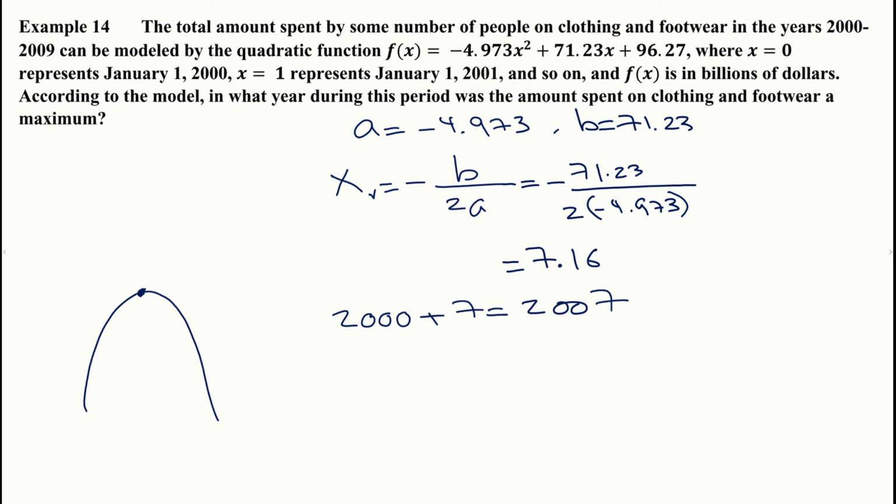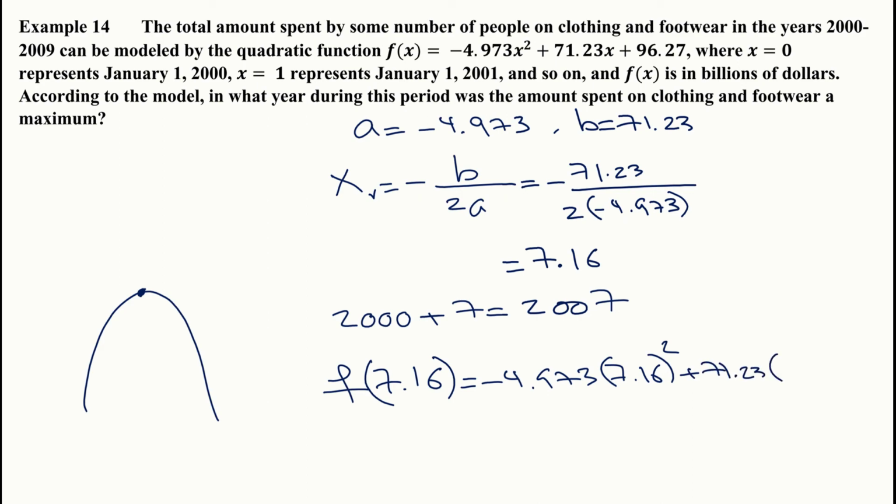And what if they also ask you for the actual amount that was spent? Would you be able to do it? Well, that's really easy, right? That's just f of whatever we had, 7.16. So you just plug in -4.973 times 7.16 squared plus 71.23 times 7.16 plus 96.27. All right, so let's go ahead and compute that.